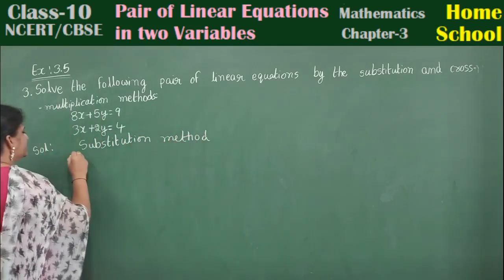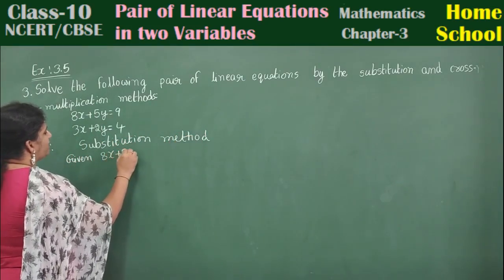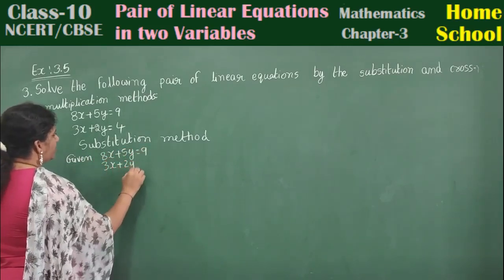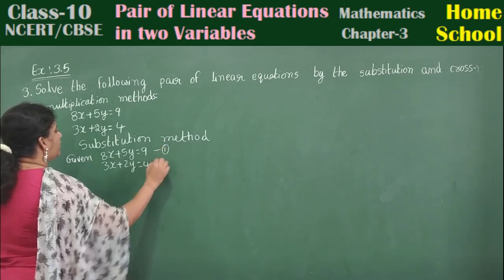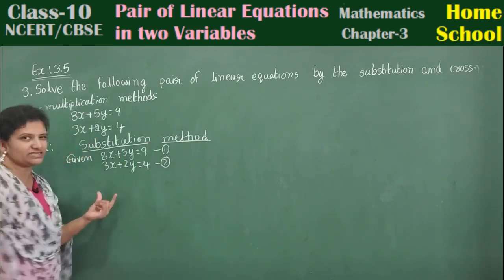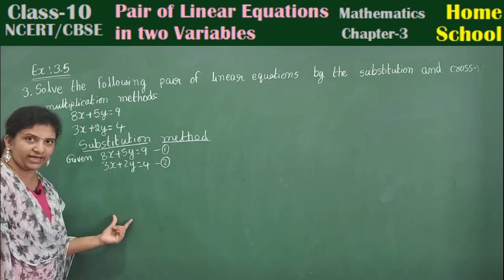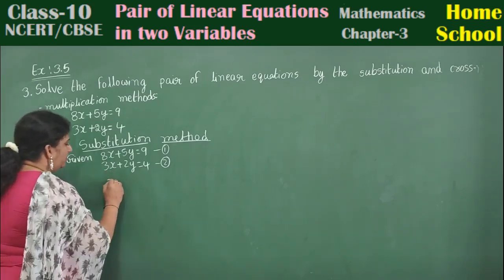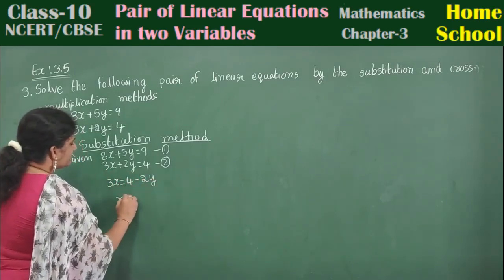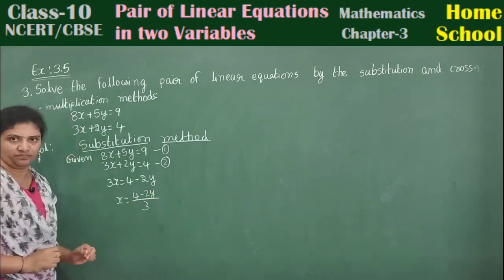Rewrite the equations given: 8x plus 5y is equal to 9 and 3x plus 2y is equal to 4. Mark it as 1 and this is 2. Which equation can you see is little smaller? I can see the second equation. So convert this into x variable. That will be 3x is equal to 4 minus 2y, so x is equal to (4 minus 2y) whole divided by 3.